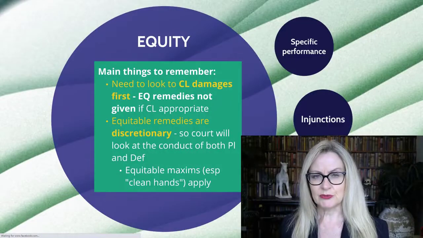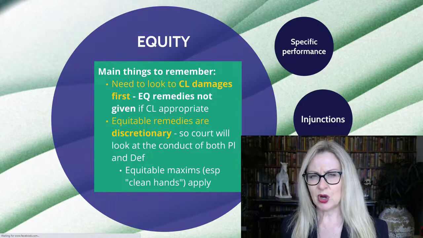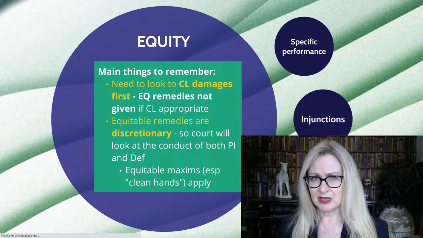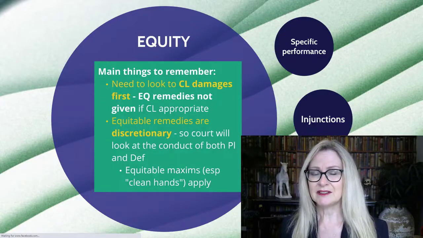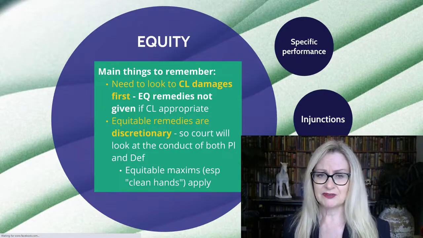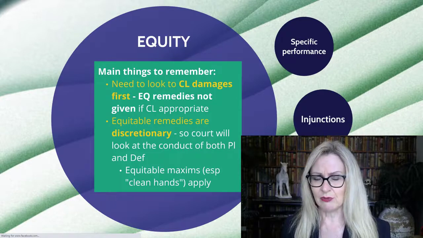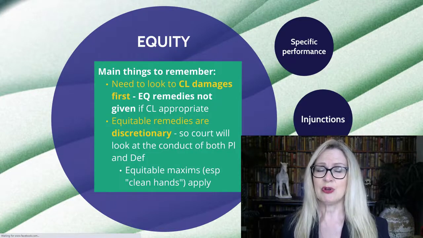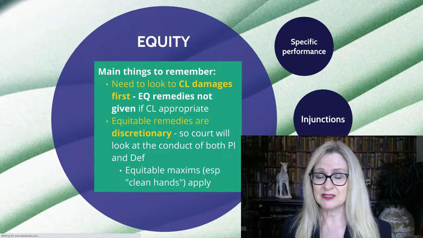Now, when you're looking at equitable remedies, there are some main things to remember. Firstly, you need to look to common law damages first. Equitable remedies won't be given if common law remedies are appropriate. So that's your first port of call. Also, being a creature of equity, equitable remedies are discretionary. So a court is going to have a good hard look at the conduct of both the plaintiff and the defendant, and all those lovely equitable maxims apply. For example, you have to come to a court of equity with clean hands. If you're asking equity to do something for you, then you need to make sure your own conduct is beyond reproach.